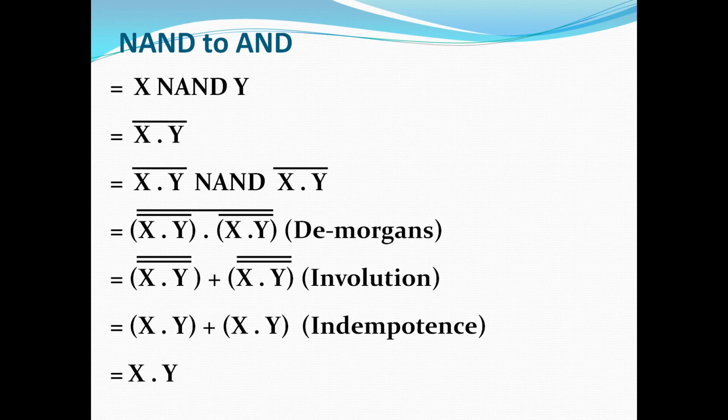Whenever two or three same terms are there, we can keep one term and discard the remaining. For that type of operation, we use the idempotence law. Here two terms are the same, so we can reduce to one term. The output will be x dot y, which is the output of the AND operation. So like that we can implement the AND operation using the NAND.